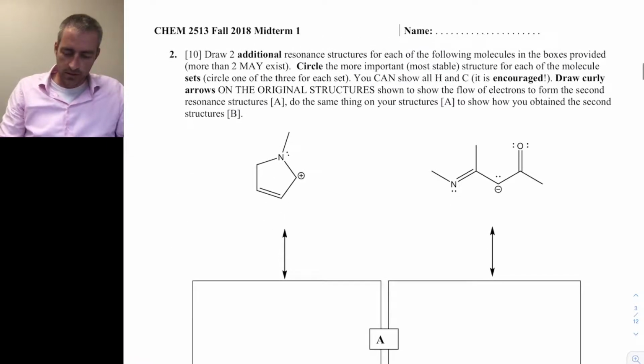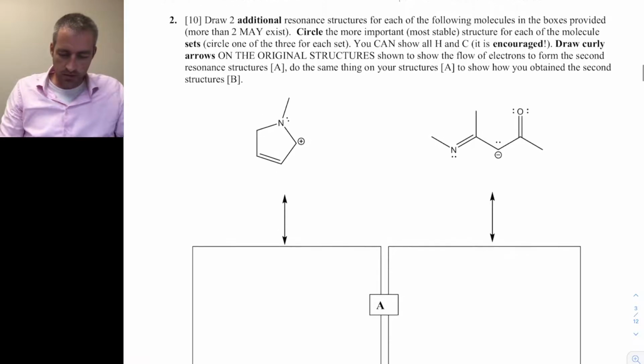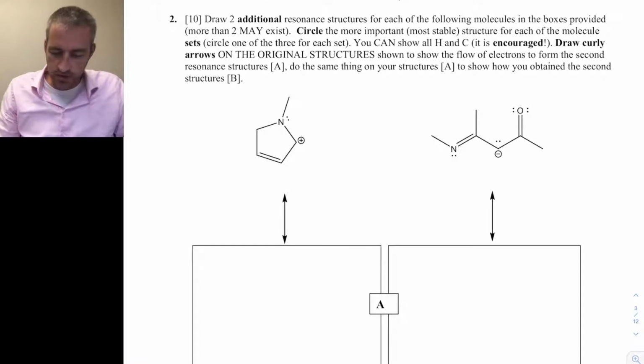All right. Next question. Draw 2 additional resonance structures for each of the following in the boxes provided. More than 2 may exist. Circle the more important, most stable structure, biggest contributor. You can show all hydrogens and carbons. Draw curly arrows in the original structure to show the flow from second, and so on.